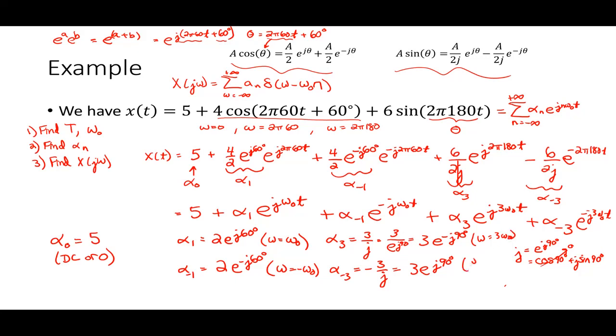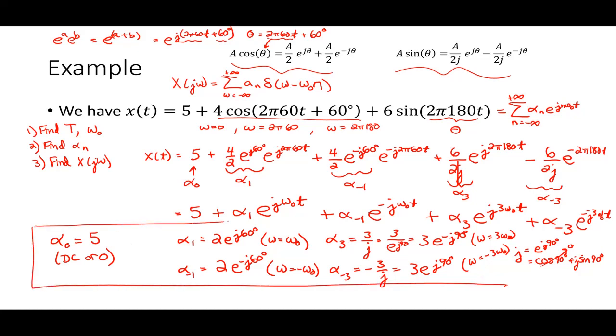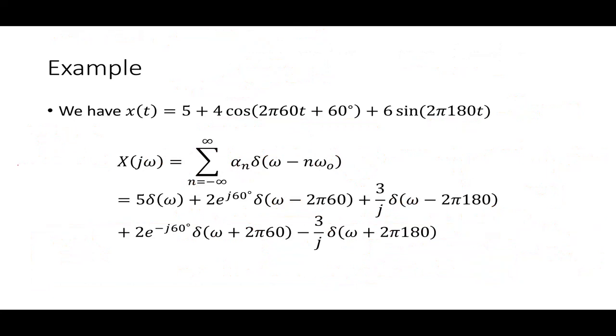And this one would be for omega equal to minus 3 omega naught. Like that. Okay? So what we're going to do is take these expressions and use them now in step 3 here to generate that X of j omega. That's what I've done here. So let's look at how I've expanded this.